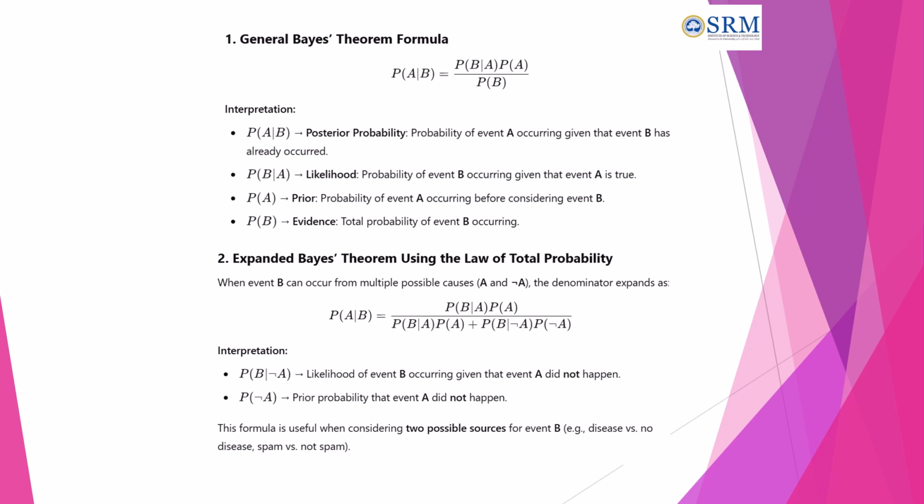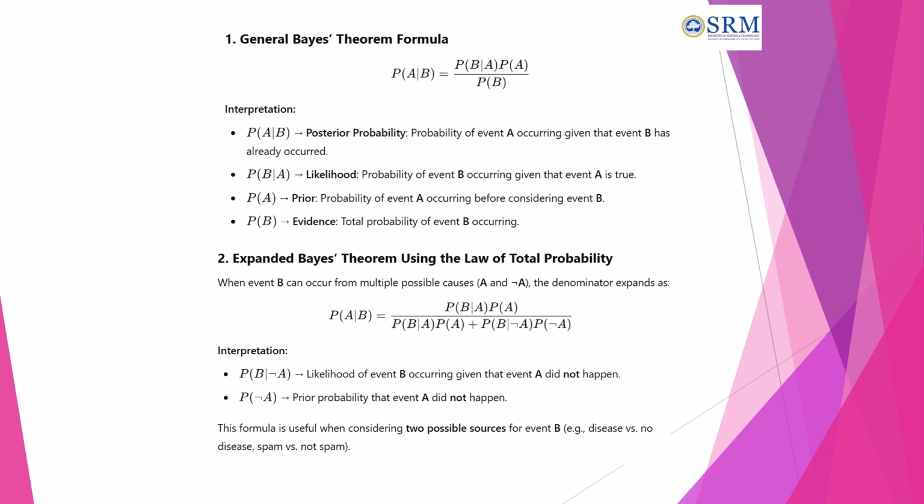Bayes' theorem is a fundamental concept in probability that helps us update our beliefs based on new evidence. The general formula is P(A|B) = P(B|A) × P(A) / P(B). Here, P(A|B) is called the posterior probability, which tells us the probability of event A happening given that event B has already occurred.